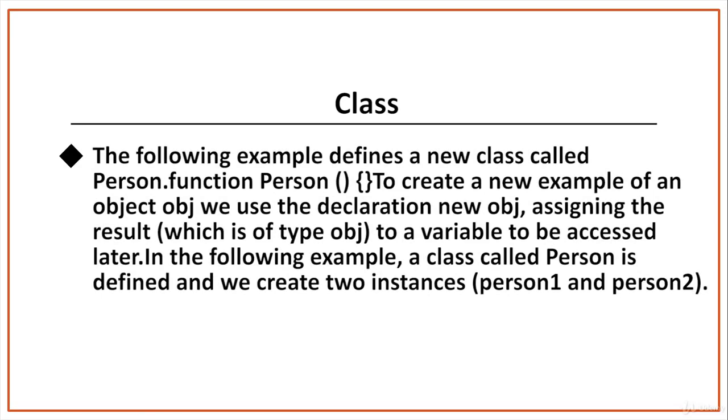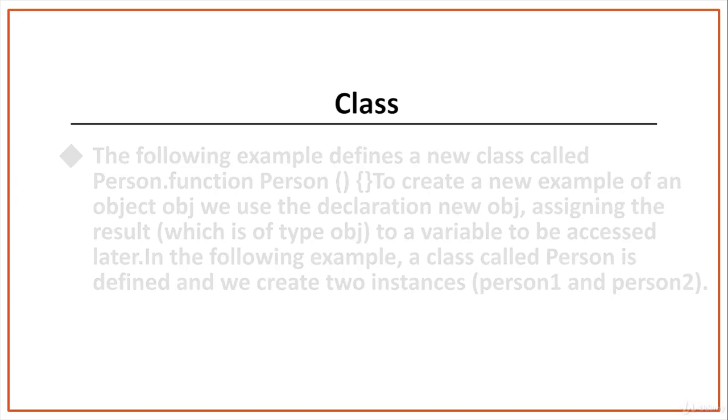The following example defines a new class called Person, so the function Person. To create a new instance of an object, obj, we use the declaration new obj, assigning the result, which is of type obj, to a variable to be accessed later. In the following example, a class called Person is defined, and we create two instances, person1 and person2.